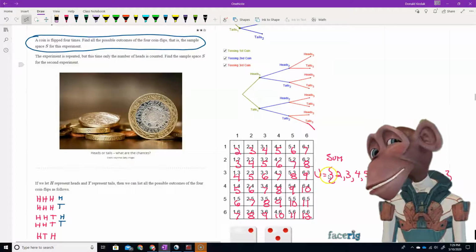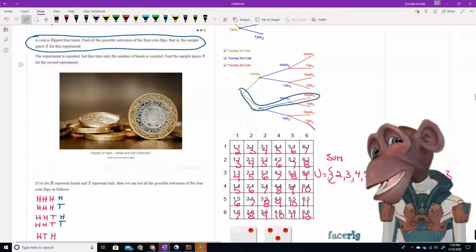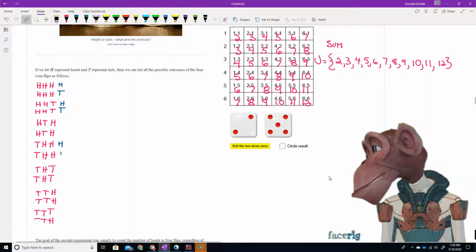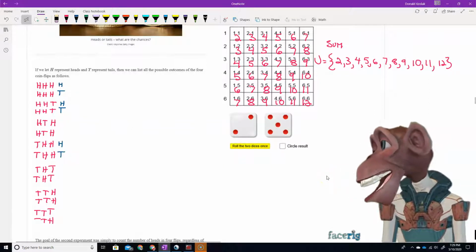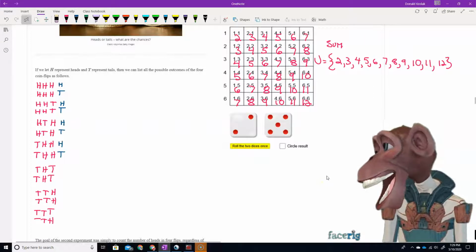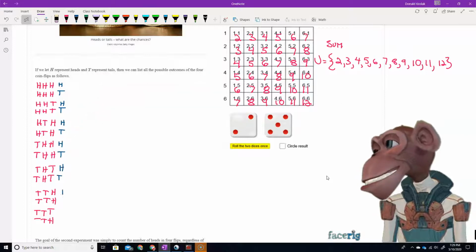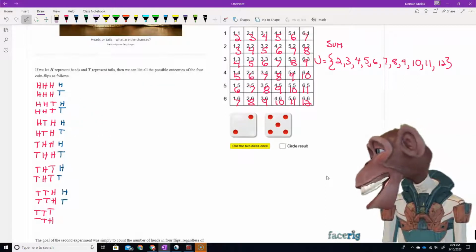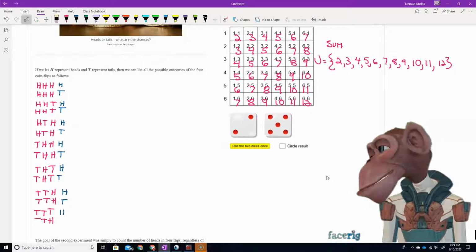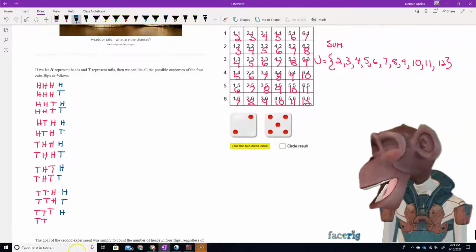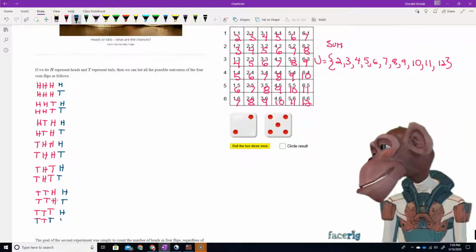Let's just say we worked our way down to this one. Tails, heads, heads. I wrote it twice because it could be 2 more outcomes. So I just did that for each one of these. And now, instead of having 8 outcomes, we've got a total of 16 outcomes. So this would be known as the sample space for flipping 4 coins.